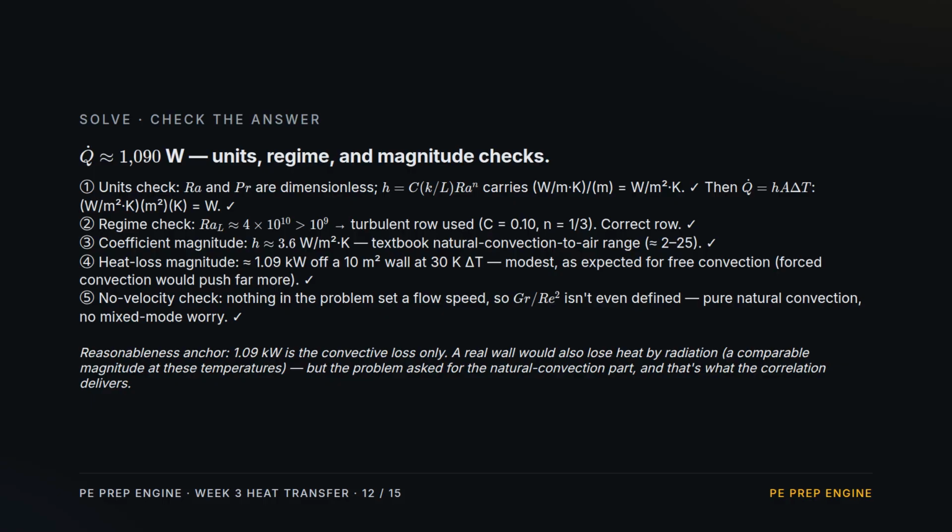Quick checks. Units resolved to watts. Regime: Rayleigh passed 10 to the 9th, so the turbulent row was correct. The coefficient near 3.6 sits in the natural convection to air range, and 1 kilowatt off 10 square meters at 30 Kelvin is modest, as expected for free convection. No velocity was given, so Grashof over Reynolds squared isn't even defined, pure natural convection. And note, that's the convective loss only. A real wall also radiates, but the problem asked only for the natural convection part.